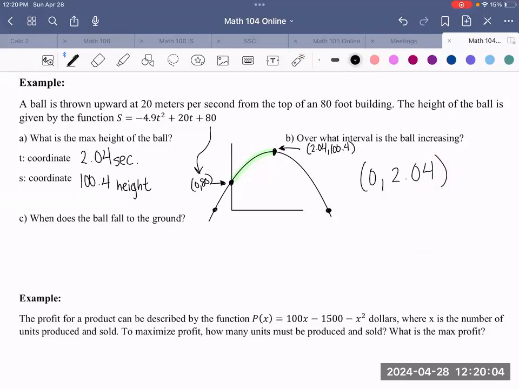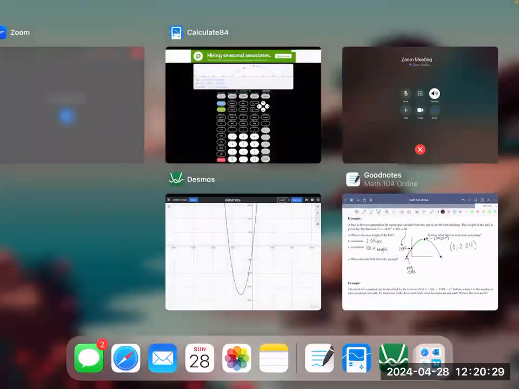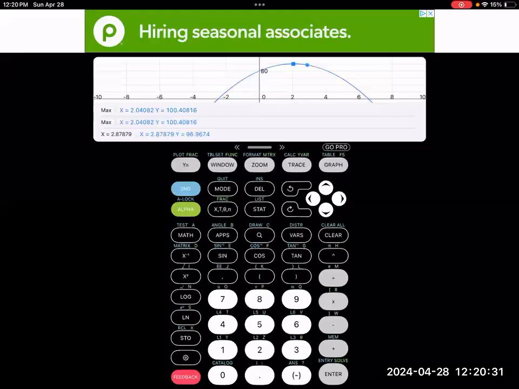Now notice here we have 2 x-intercepts. This one is negative time, which we do not need, right? Negative time is not possible. We cannot go back in time. So anything that's here in red, we're going to discount. So that just means what we do want to identify is this value here. So let's go ahead and figure out how long it took the ball to fall to the ground.